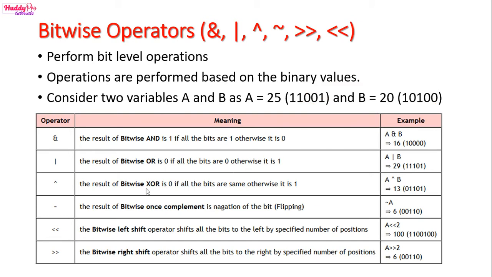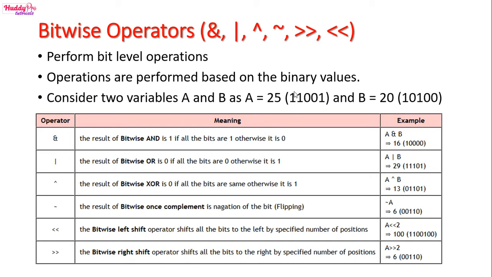Then we have the bitwise XOR. The result of the bitwise XOR is 0 if all the bits are the same, otherwise it is a 1. So with the bitwise XOR, as long as the bits are the same, we shall get a 0. If they are not the same, we get a 1.